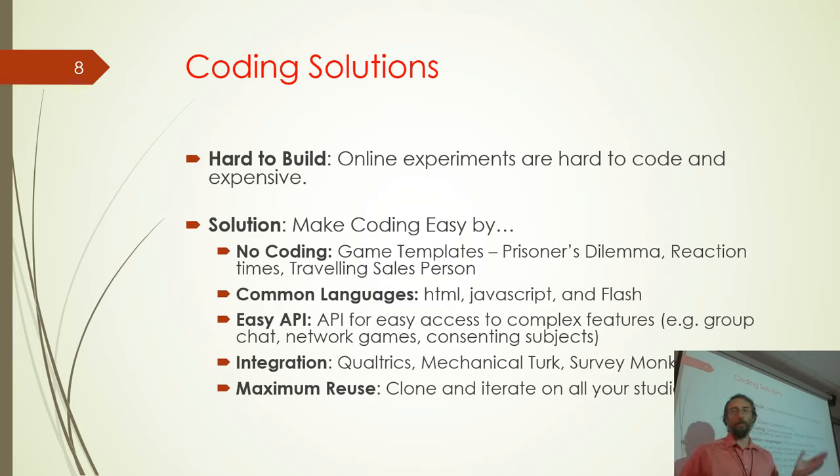So we have a prisoner's dilemma template, a reaction time template, traveling salesperson template. When I say reaction time, I mean like for those psychologists in the room, a Stroop experiment or a flanker experiment or an implicit association task. All of these are templates on our website. And that allows you to just clone the experiment, set a couple of variables in the graphic user interface. You don't have to see the code at all, and you can deploy the version that you want. So the first step is no coding whatsoever with these templates.